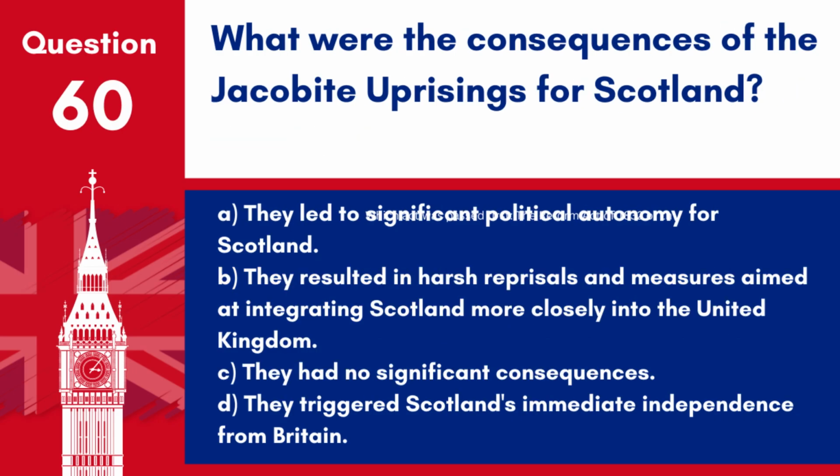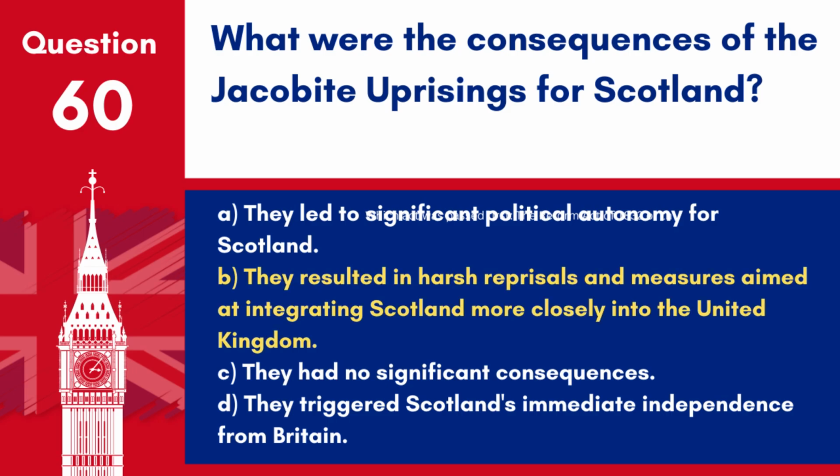Question 60. What were the consequences of the Jacobite Uprisings for Scotland? A. They led to significant political autonomy for Scotland. B. They resulted in harsh reprisals and measures aimed at integrating Scotland more closely into the United Kingdom. C. They had no significant consequences. D. They triggered Scotland's immediate independence from Britain.